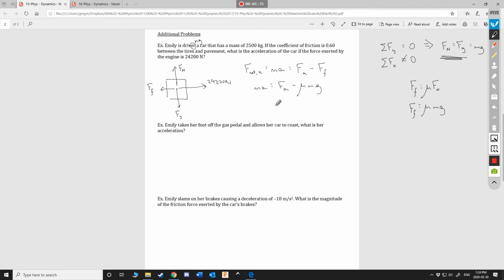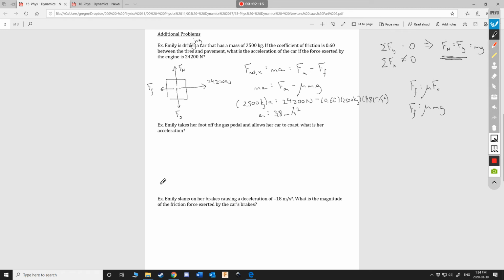So now we can just go ahead and solve for a. 2,500 kilograms times acceleration is equal to 24200 newtons minus 0.60 times 2,500 kilograms times 9.81 meters per second squared. Solve for a. 24200 minus 0.6 times 2,500 times 9.81, and then we're going to divide that by 2,500. We get 3.8 meters per second squared. Next question.